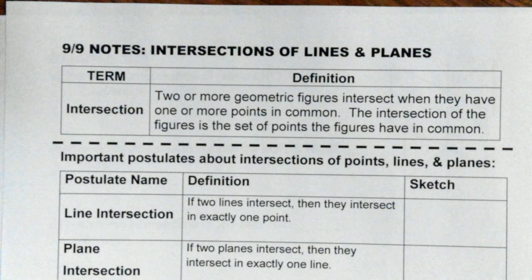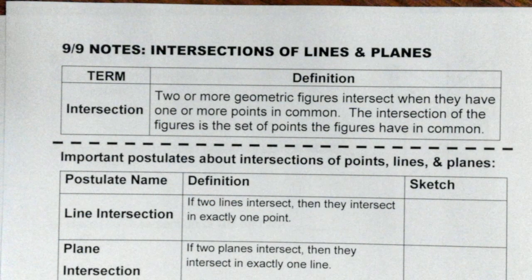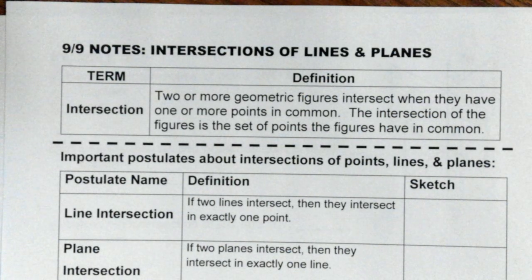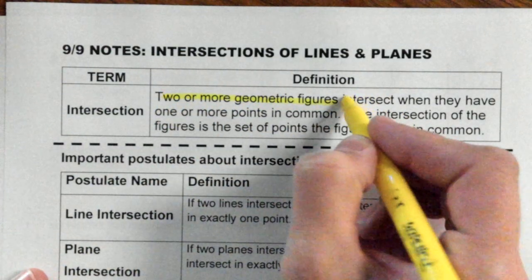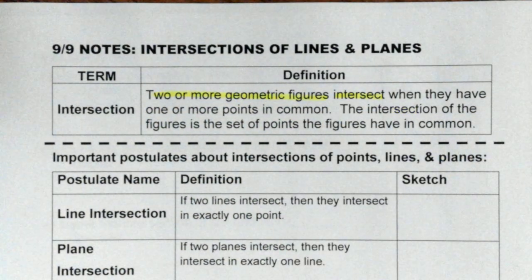I guess here are going to be the intersections of lines and planes notes. The first thing we talk about here is going to be what an intersection is. An intersection is just going to be where two or more geometric figures intersect. They're going to meet in some way, shape, or form, whether it be at a point, a line, etc.